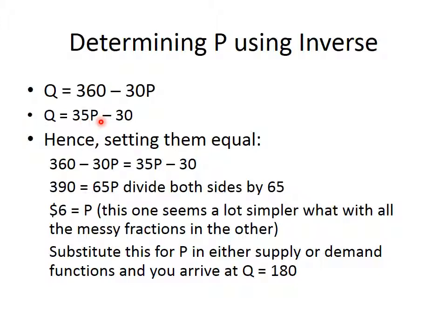35 times 6 is 210, minus 30 gives me 180. Okay, you get the basic idea? Doesn't matter.